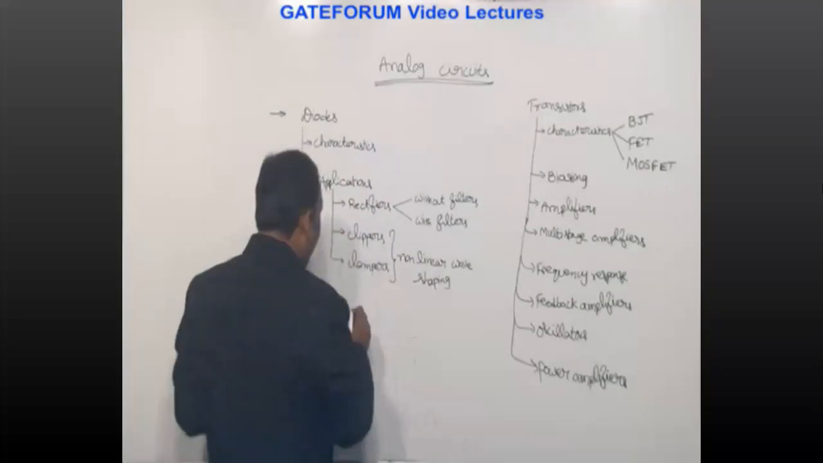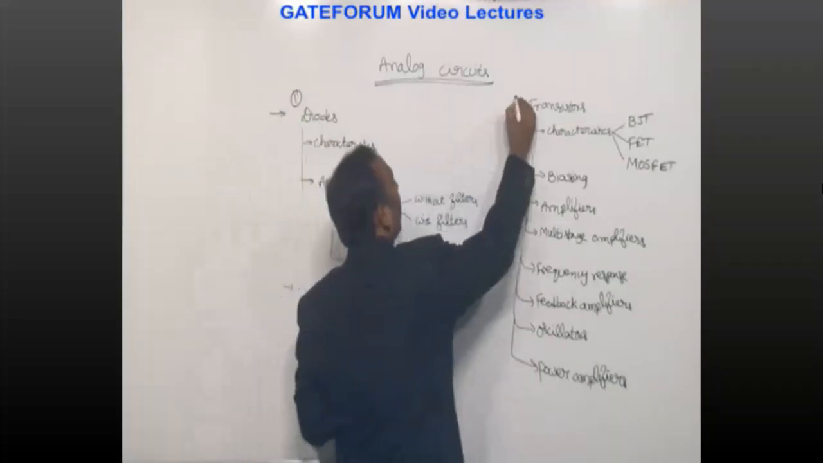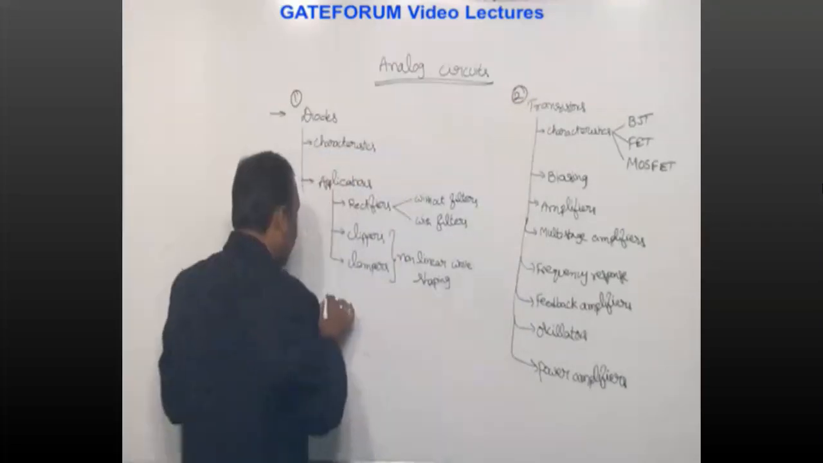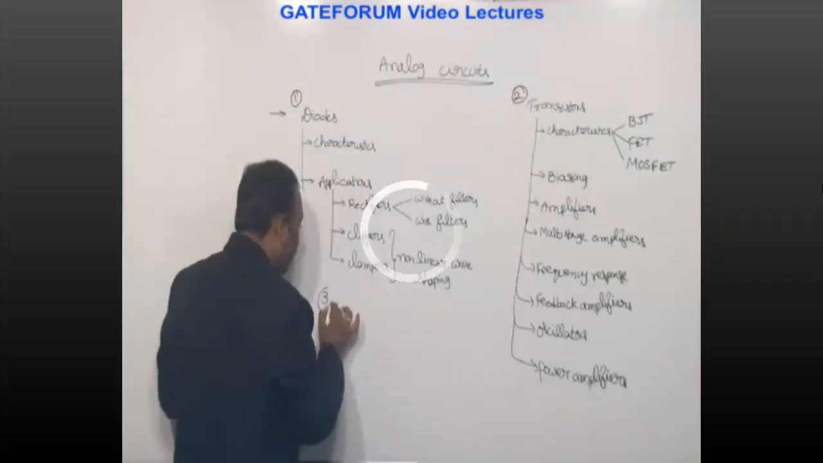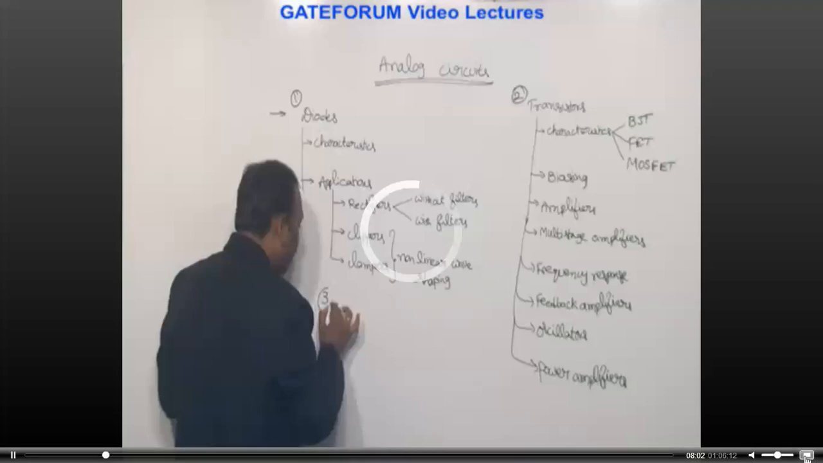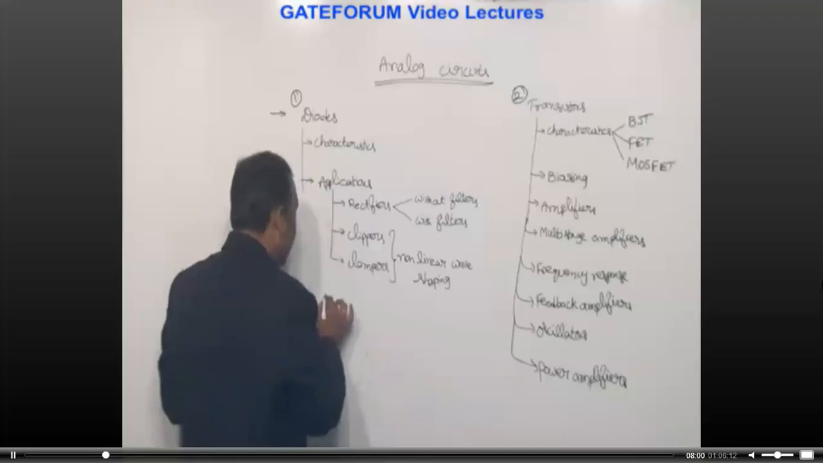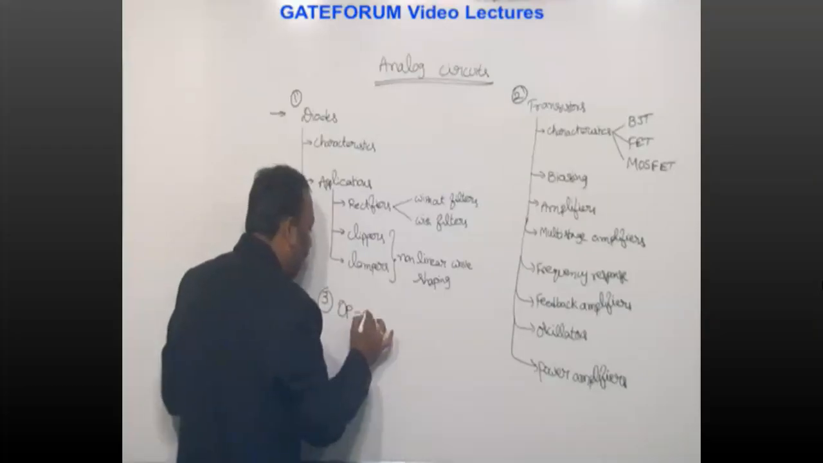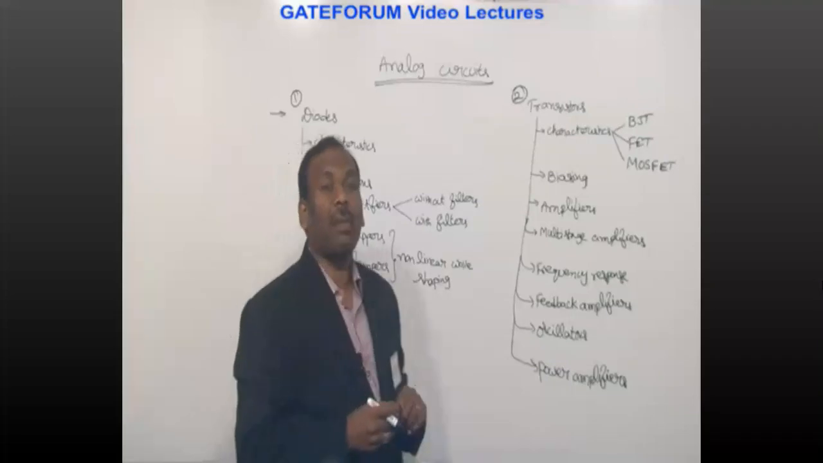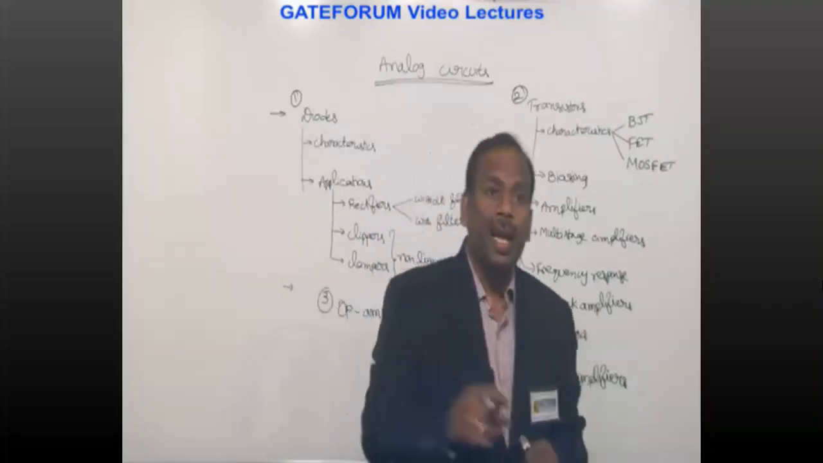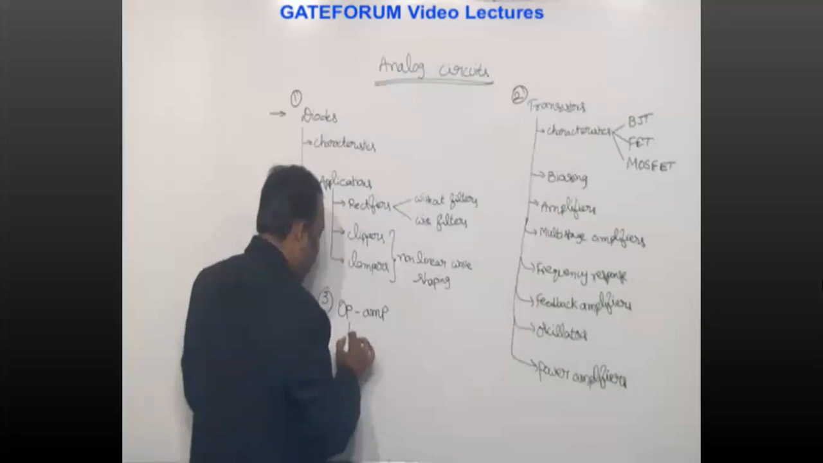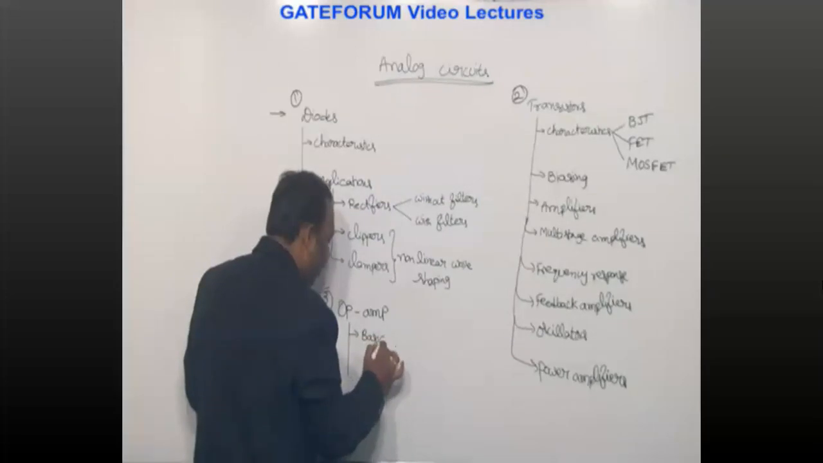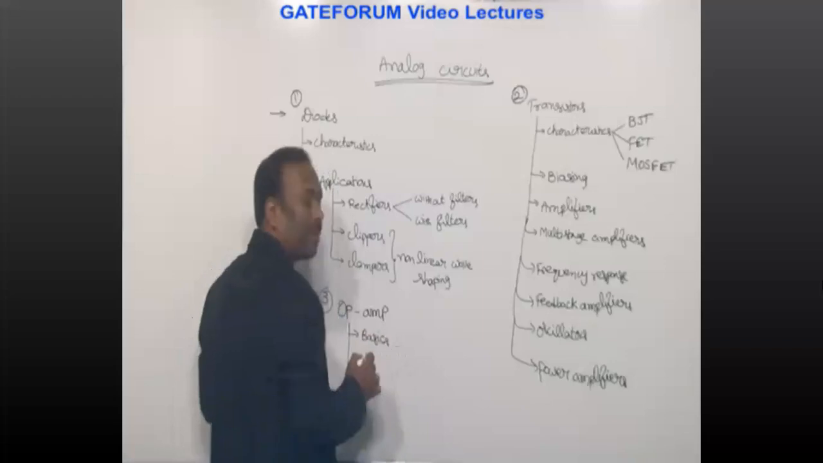Coming to the third category, considering this is the first category of your syllabus, the second category of that syllabus, the third one is operational amplifiers. Here the operational amplifier we are going to see. Basics of operational amplifier.